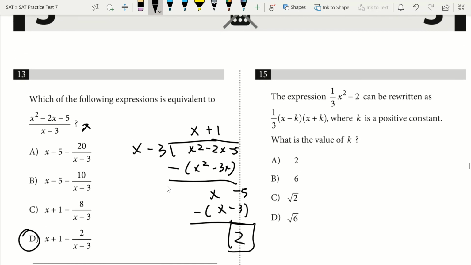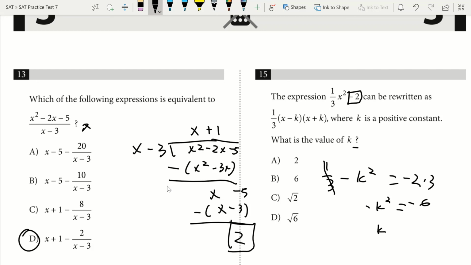All right, question 15. The expression 1/3 x squared minus 2 can be rewritten as 1/3 times x minus k times x plus k, where k is a positive constant. What's the value of k? All right, well, I know negative k squared times 1/3 has to equal -2. I multiply each side by 3 to get rid of this, and I get -6 equals negative k squared. Therefore, k squared has to equal 6, and k has to equal the root of 6. So my answer is D.